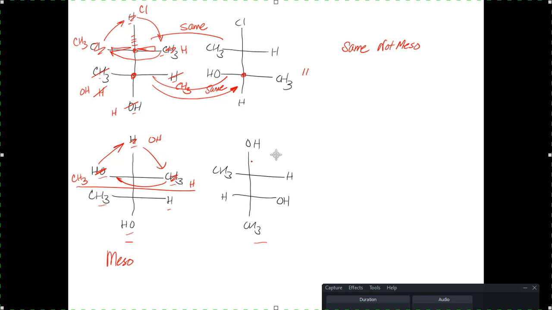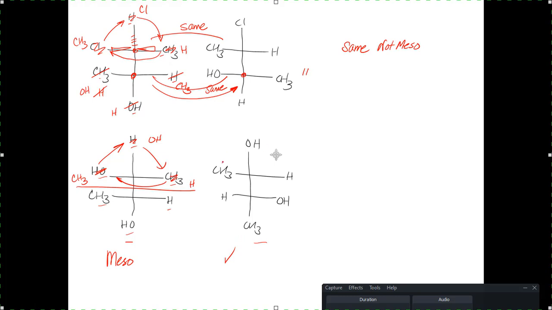Now, the question is, is the molecule on the right meso as well, or is it not meso? So we'll stop the video and you can tell me, is this molecule meso or not meso? Okay, so is it meso or not meso?